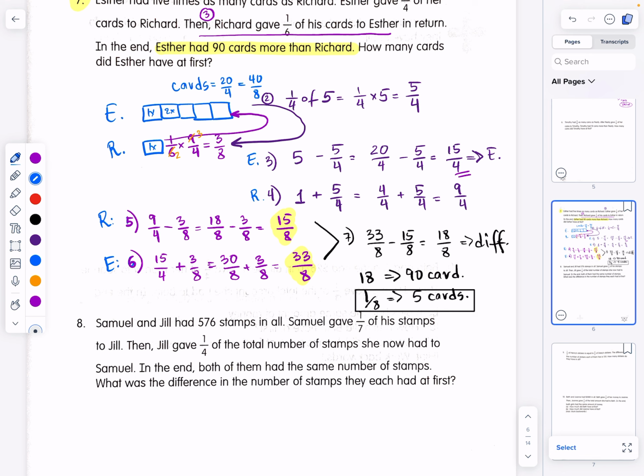48, step 8. Step 8 is the final step. 1/8 is 5 cards, right? Let's put a star. This is important. Therefore, 48 times 5 is going to be 200 cards. My friends, Esther had 200 cards. Very difficult problem. Very, very interesting and challenging problem. I hope you enjoyed it.